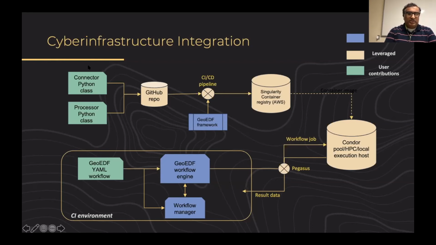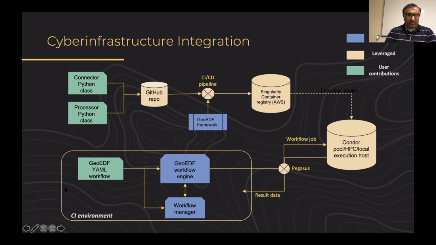But then the production setup would look something like this, and this is something we're still working on. At the top, you have your contribution process for connectors and processors. We use GitHub for that, just regular open source pull requests and feature branches. We have a CI/CD pipeline that builds the Singularity containers as soon as you create an update for a connector or processor or add a new one, and we have a Singularity registry that hosts all of them.